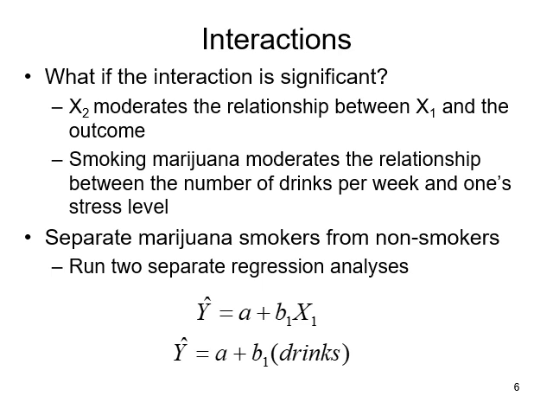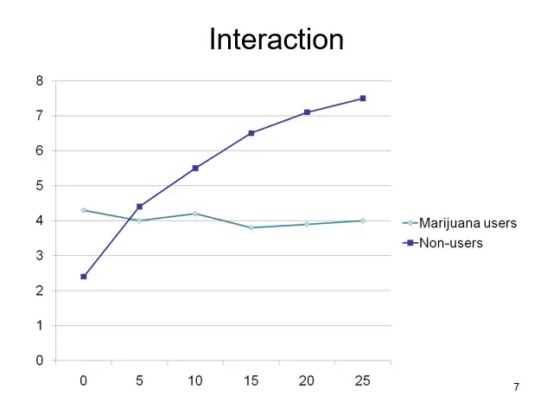So we would divide our data set into smokers versus non-smokers, and then we'd run a separate regression to see how the regression prediction, the regression coefficients, change. And we'd also probably graph this out, and we might find something like this. That in marijuana users, there really isn't an effect of drinking. In other words, the number of drinks really didn't affect stress levels. Drinks are at the bottom, stress levels are along the side.